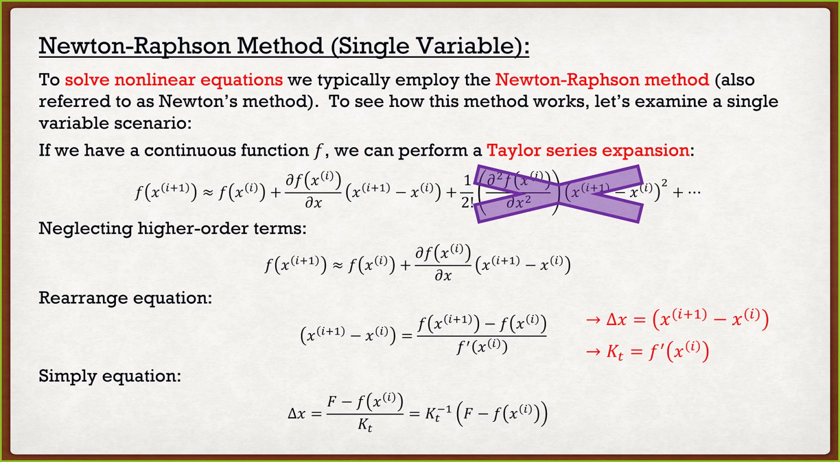F, that big capital F, that's our desired value. That's what we want to achieve. For instance, if I were to load a beam and I applied 200 kilonewtons, that's what I want to try and achieve. I want to keep loading this until I reach 200 kilonewtons. Now the displacement of the beam, that would be delta x. We keep increasing that displacement until we reach that 200 kilonewtons. And again, this will make more sense in the next slide.